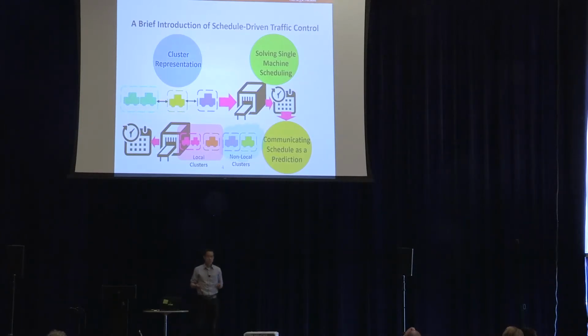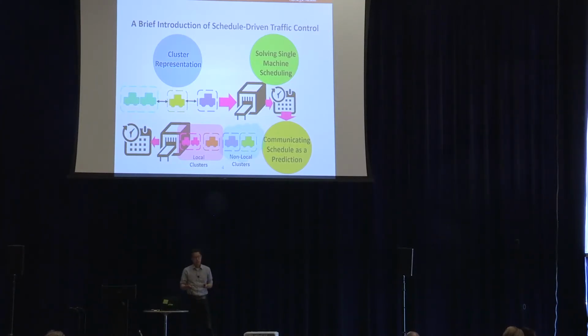Schedule-driven traffic control is a new approach to deal with those problems. It is a real-time system, which means it doesn't rely on the average traffic condition; it computes the timing in real time. This approach has three main components. The first one is the cluster representation. We cluster consecutive vehicles into one cluster, so we have a sequence of clusters with different sizes. We input this sequence of clusters into our solver by solving a single machine scheduling problem.